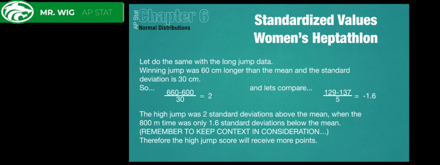Now, sometimes being negative is a bad thing, right? If I was looking at the high jump as a negative score, it means I'm looking at a number that was below the mean. So in other words, it wasn't even an average jump, right? It was less than the average, because negative in this example would be a bad scenario. But either way, 2 standard deviations is farther away from the mean than 1.6. So the high jump gets the better score because it's farther away from its mean than the one for the 800 meter.